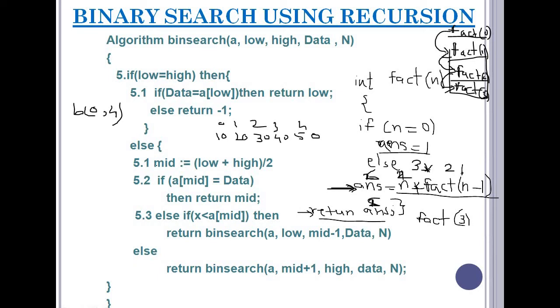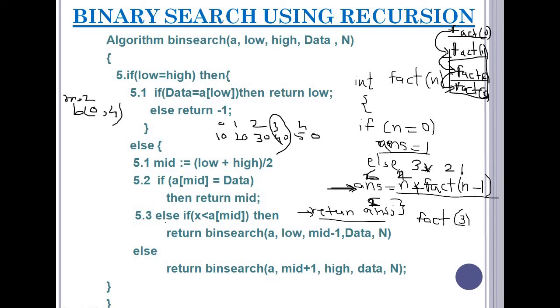It will go in the body and it will see whether low is equal to high. This case is going to be false, so I will enter into the else part. In the else part, the first step is we have to calculate the mid. So mid is low plus high, so 0 plus 4 divided by 2. So the mid is going to be 2 over here. Then it will see whether my data is present at A of mid. So A of mid is 30. Suppose I want to search 40. So it is not equal to data.